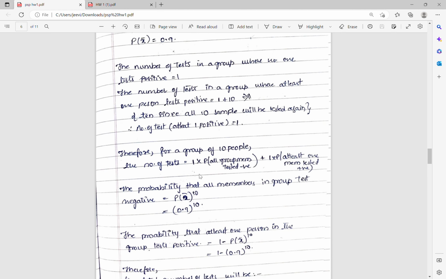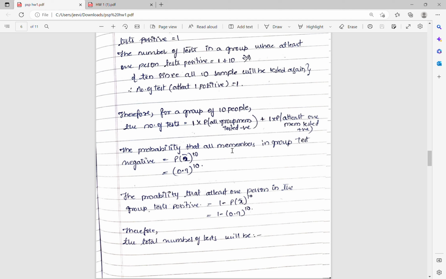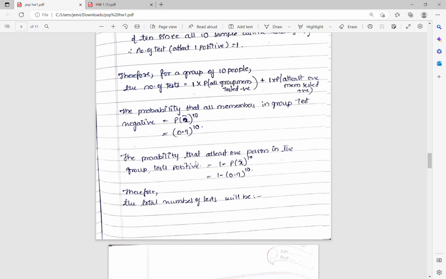Therefore, for a group of 10 people, the total number of tests that you should perform is equal to 1 into the probability that all the group members test negative plus 11 into the probability that at least one member tests positive. Now, the probability that all the members in the group test negative, that is this part, is equal to probability of x bar power 10, which is equal to 0.9 power 10. Now the probability that at least one person in that group tests positive is equal to 1 minus probability of x bar power 10, which is equal to 1 minus 0.9 power 10.